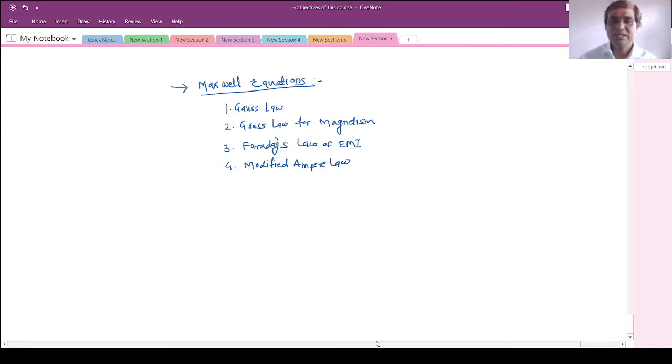now let us discuss these equations in somewhat detail. So first let us start with the Gauss law. Basically it governs the relationship between the displacement vector or electric field and the charge distribution. Basically that is called Gauss law. What it states is that the total electric displacement coming out of a closed surface is equal to the net charge enclosed by that surface. What does it mean?